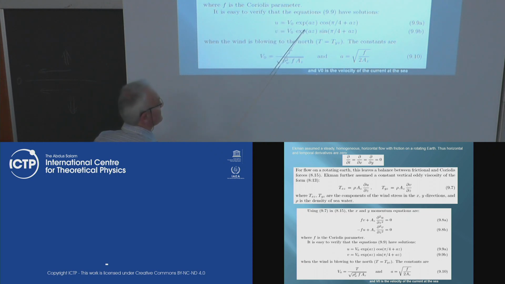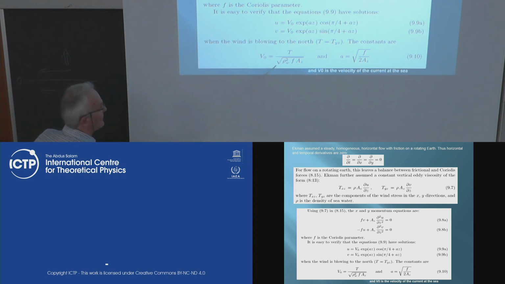And these are the solution of the equation as a function of depth. V naught is the velocity at the very surface, and this amplitude decays exponentially with depth, and is also multiplied by cosine or sine, so it turns as you go deeper. So essentially we have the exponential reduction of this surface wind-induced speed with depth.